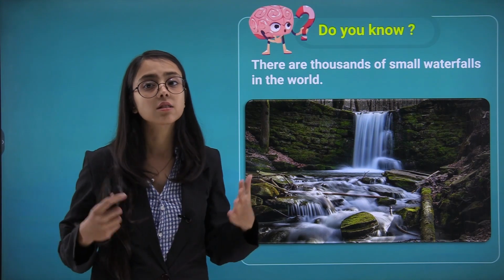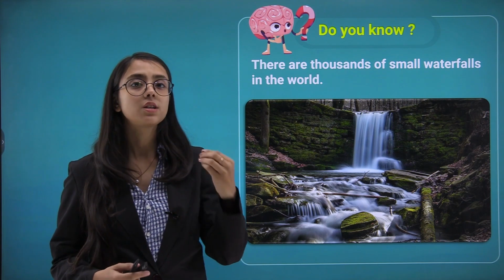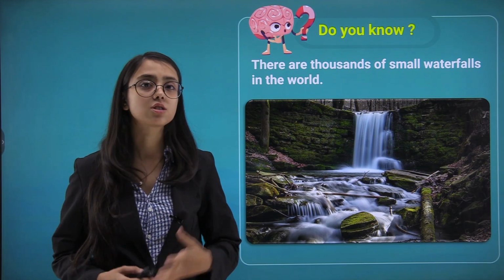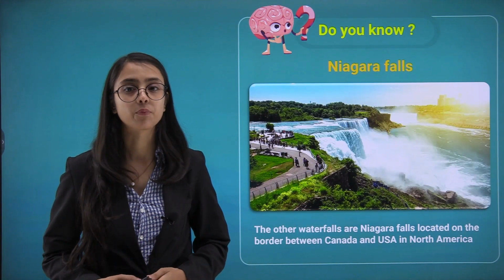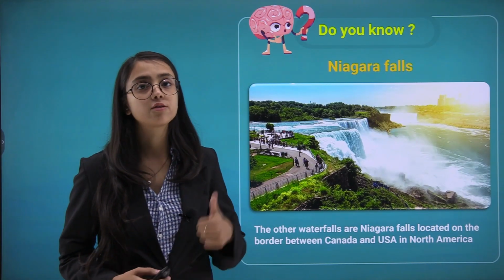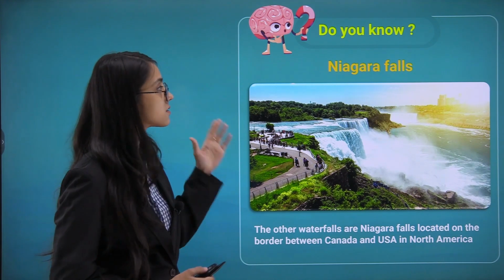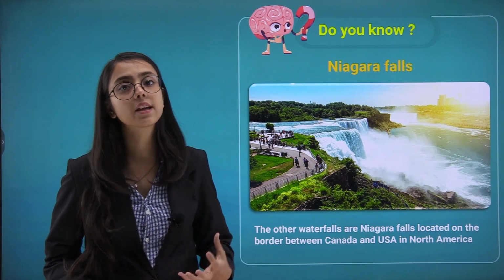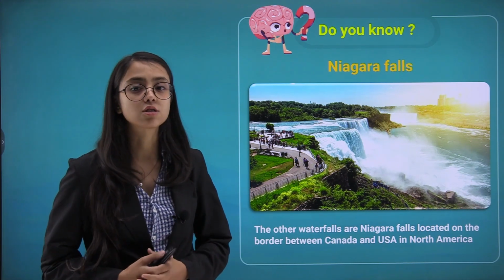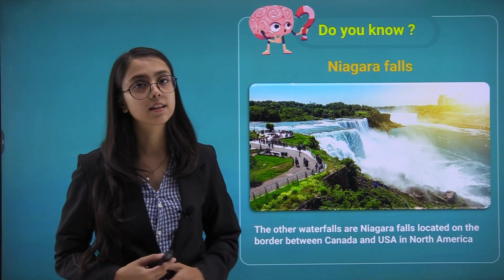Now, there are thousands of small waterfalls around the world. Can you name or list down a few waterfalls which are located in India? Now, one such waterfall located in Canada and USA is known as the Niagara Falls. Niagara Falls are one of the biggest, huge waterfalls of the earth, and they are located on the border between Canada and USA in North America.